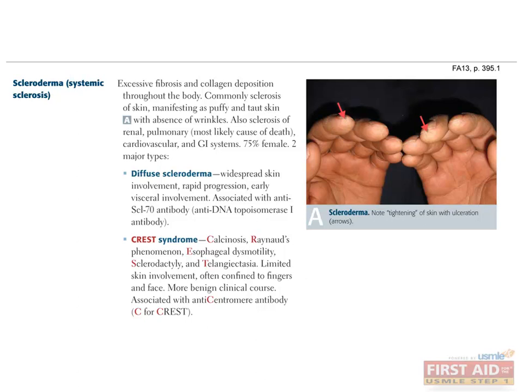This is called CREST syndrome and stands for calcinosis, Raynaud's phenomenon, esophageal dysmotility, sclerodactyly, and telangiectasia. Usually these patients have fewer skin findings than people with diffuse disease, and if they do, you tend to see it on the fingers and face. The antibody here is different. It's the anti-centromere antibody, as referred to in the name.